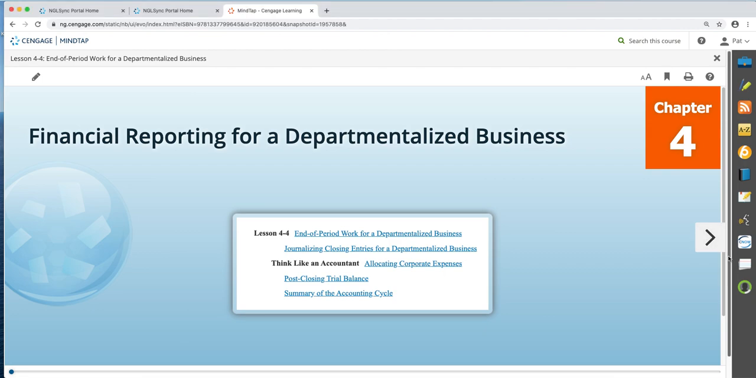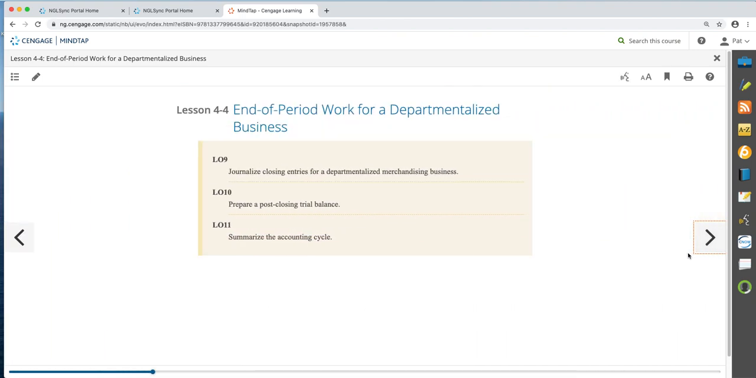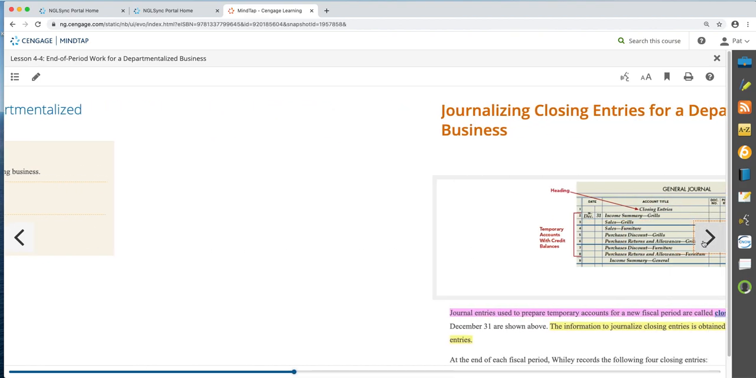All right. So here's 4.4. We're going to do some closing entries, prepare a post-closing trial balance, and summarize the cycle. This is our last chapter in our unit. Then we will move on to a reinforcement activity. All right, so we're going to journalize closing entries. We're going to prepare a post-closing trial balance. We're going to summarize the accounting cycle.